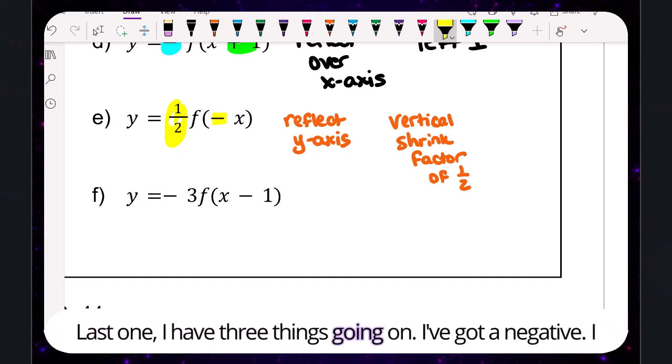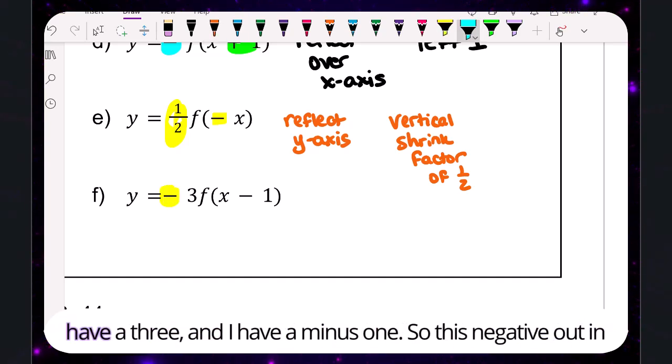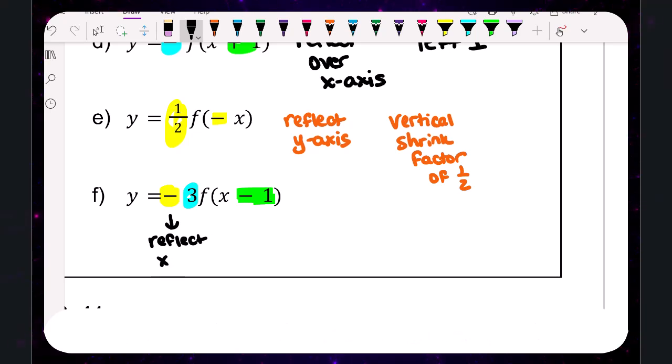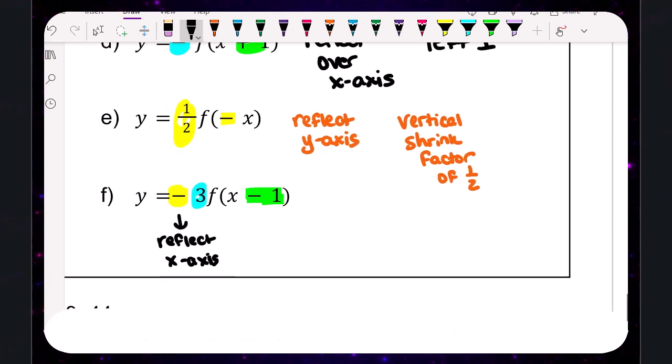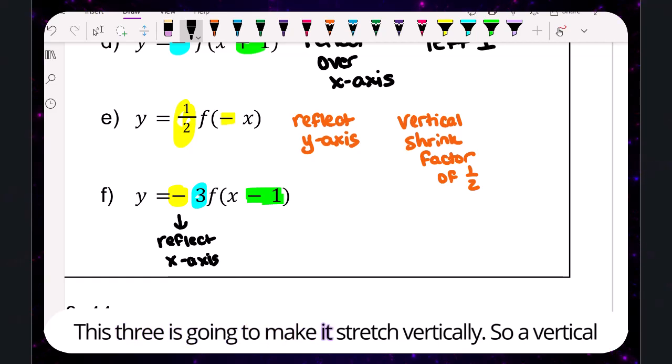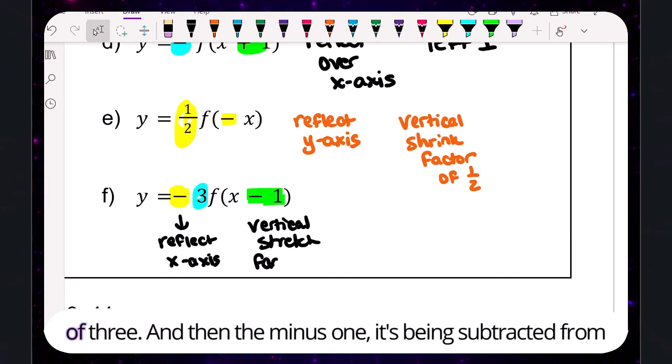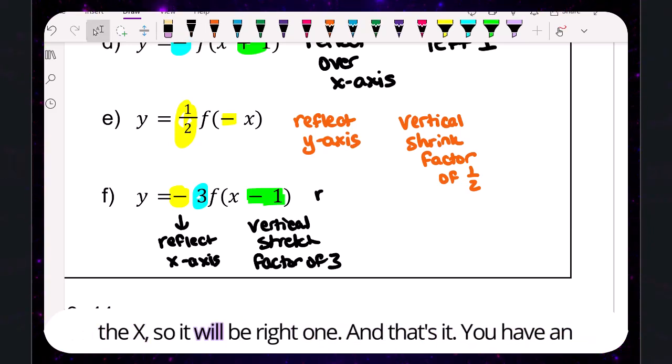Last one, I have 3 things going on. I've got a negative, I have a 3, and I have a minus 1. So this negative out in the front, that's going to reflect it over the x-axis. This 3 is going to make it stretch vertically. So a vertical stretch, factor of 3. And then the minus 1, it's being subtracted from the x, so it will be right 1.